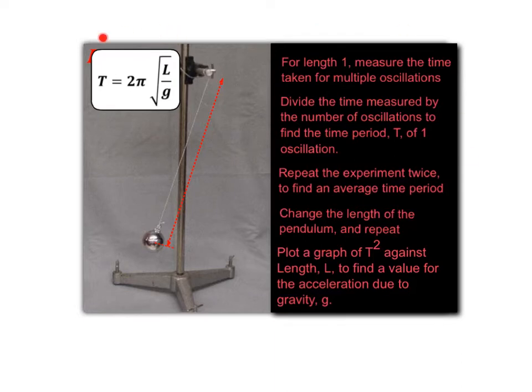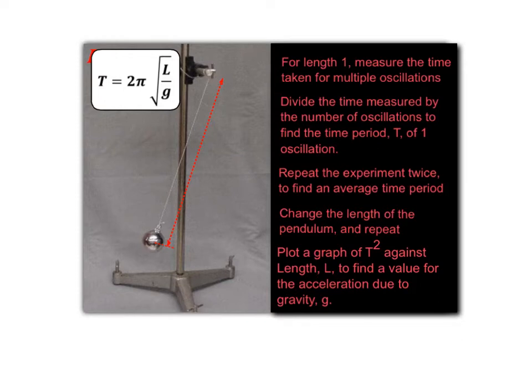We're going to use this relationship. This is the relationship between time period and length, which is T equals 2 pi root L over g. It's kind of a clunky and ugly equation, so we're going to make life simpler for ourselves by squaring both sides. That gives us the equation T squared equals 4 pi squared times L over g.